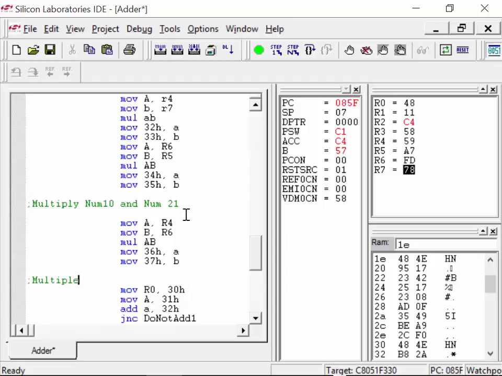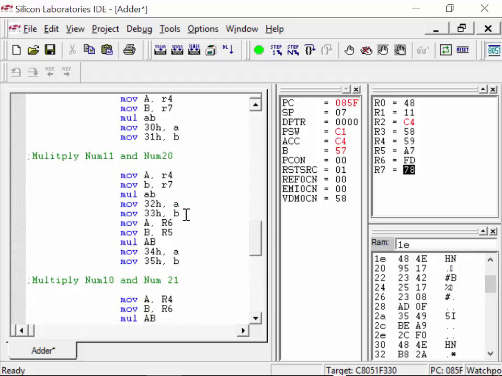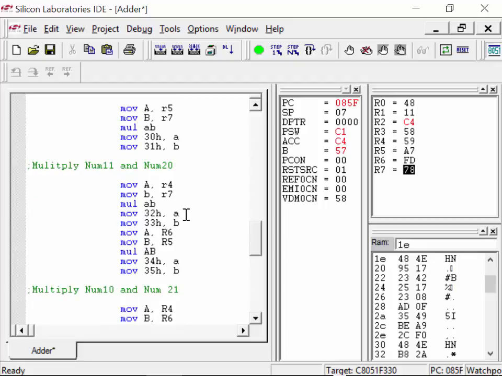Multiply num21 and num11 right there. I guess be consistent here: 11 and 21. So there's our, and actually we've got another multiply right here. There's a multiply in there. There should be 4 multiplies right there.